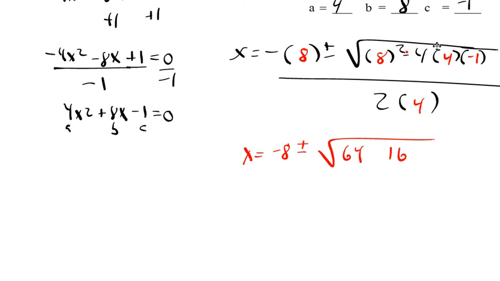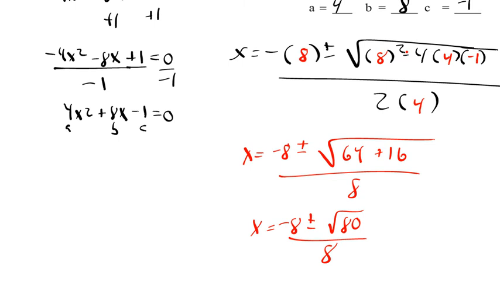A negative times a positive is a negative. So this is all a negative number. And then a negative times a negative is a positive. Okay. And then this is all over 8. Cool. So let's go ahead and keep going here. So this is -8 plus or minus 64 and 16 gives us 80 all over 8. Okay.